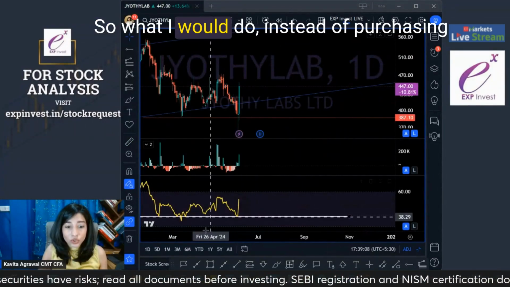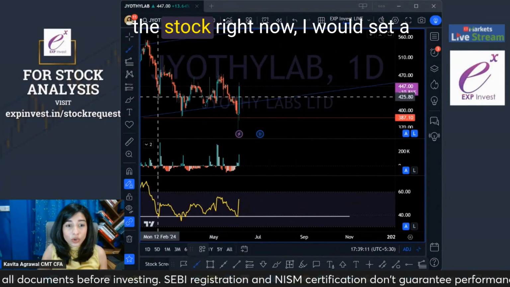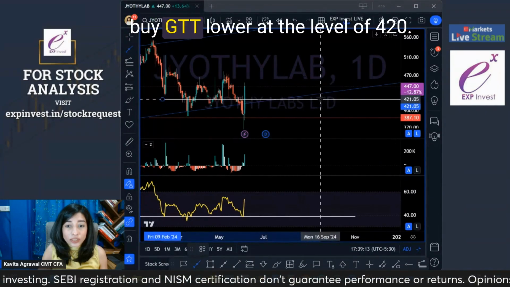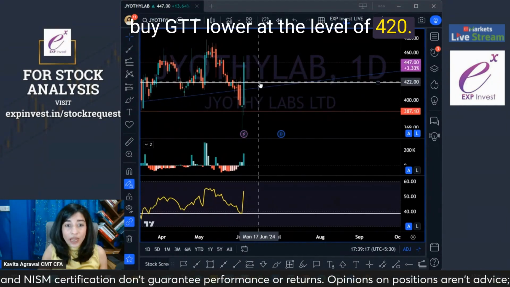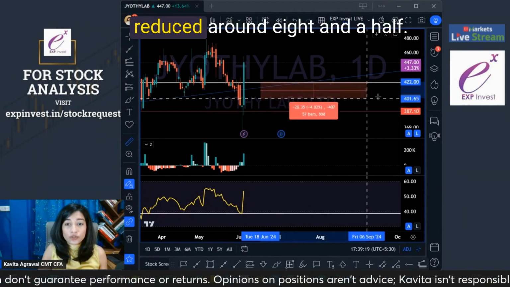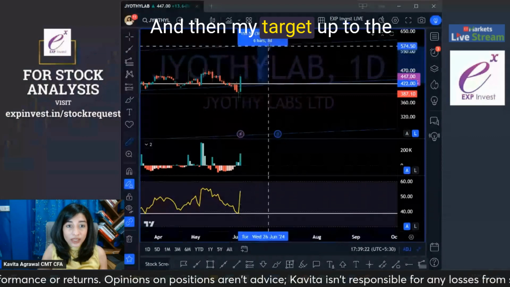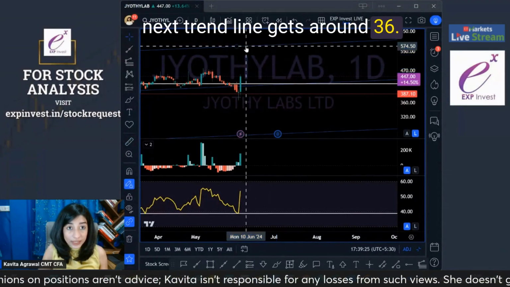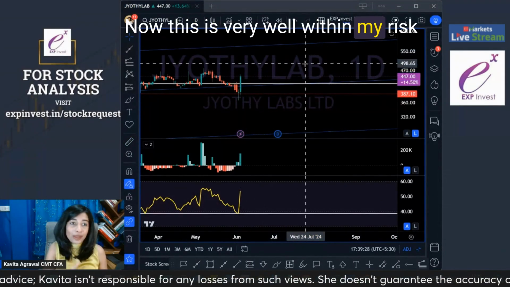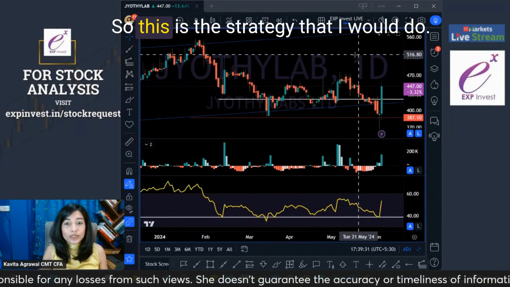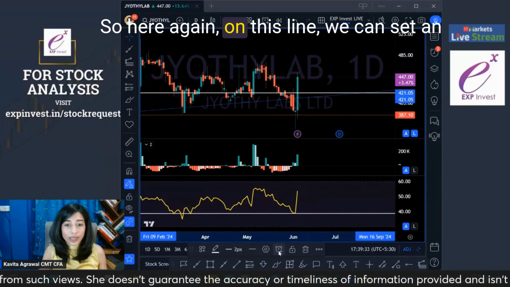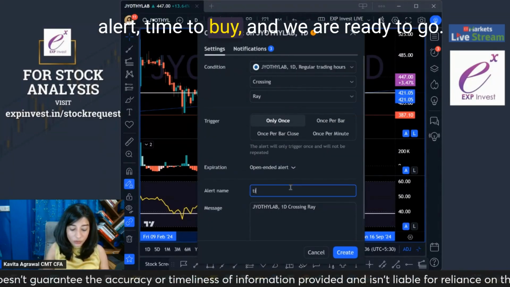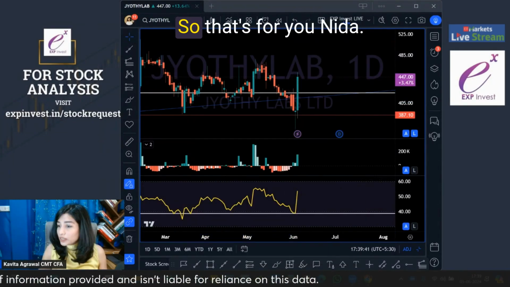So what I would do, instead of purchasing the stock right now, I would set a buy GTT at the level of 420. From 420, my stop loss gets reduced to around 8.5, and then my target up to the next trend line gets around 6. Now this is very well within my risk reward ratio and becomes a go. So this is the strategy that I would do. So here again on this line, we can set an alert, time to buy, and we are ready to go. So that's for you, Nida.